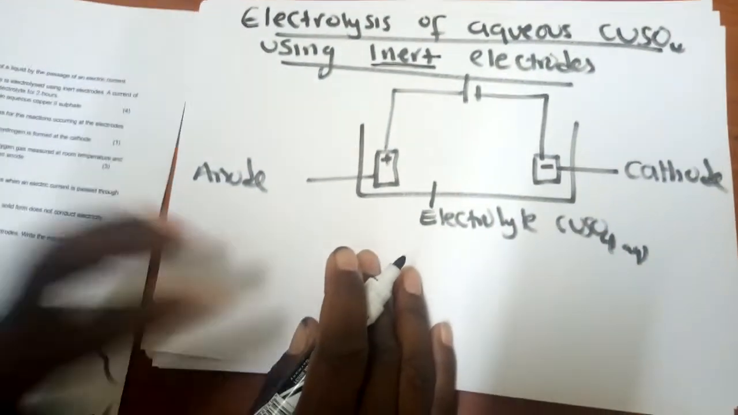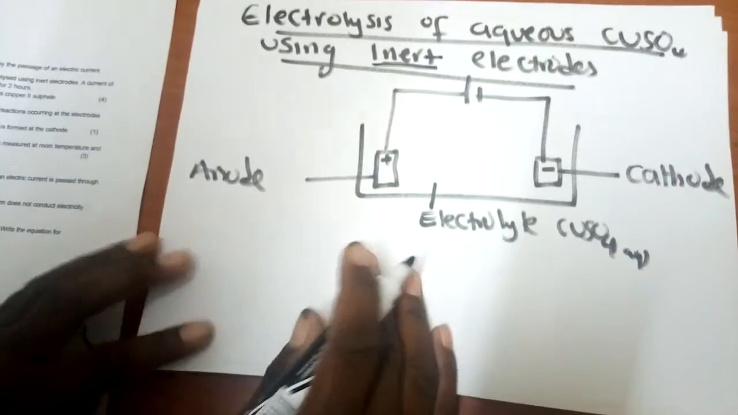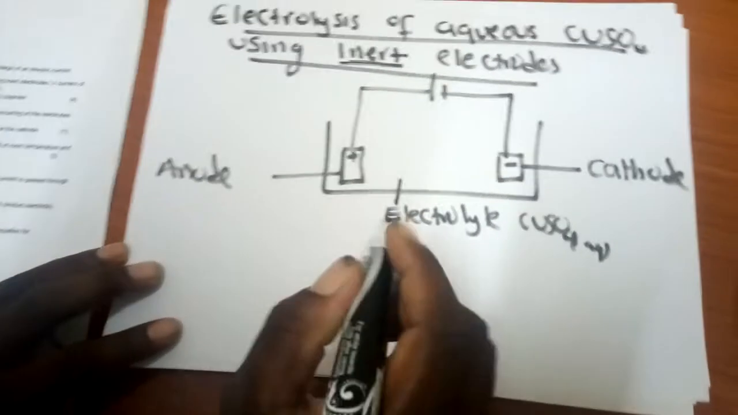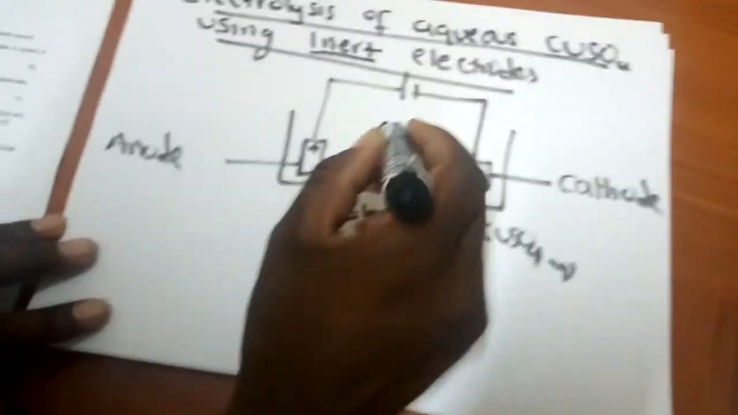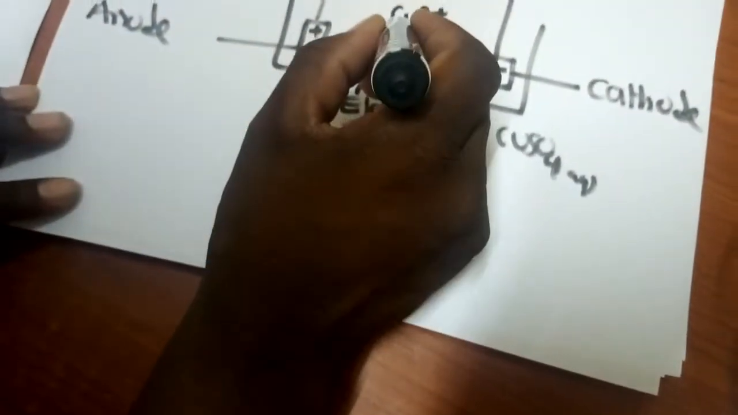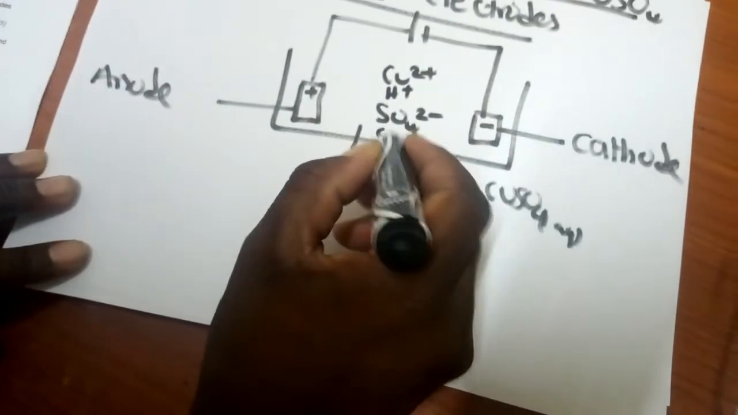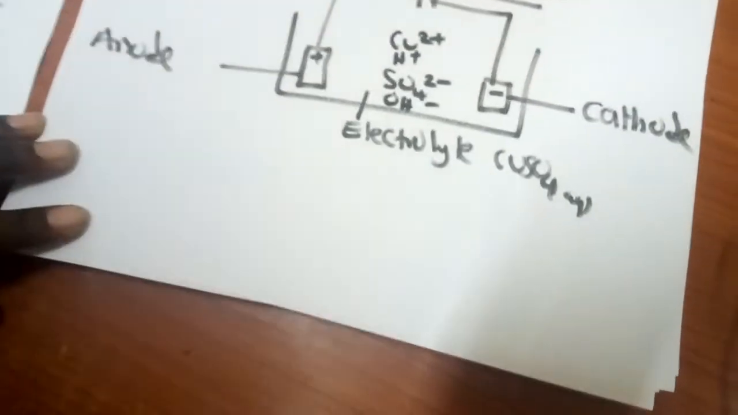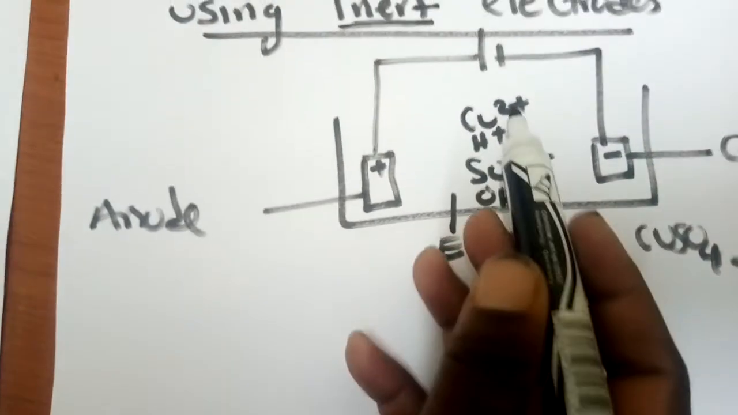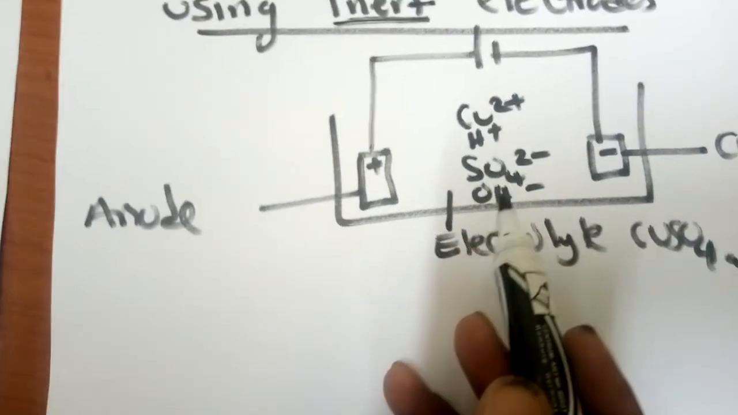And now the first question was question A1. It was saying name the ions present. In the aqueous copper 2 sulphate, we have copper ion and a sulphate ion. Now, because there is also water, it means there will be hydrogen ion and hydroxide ion. So there is copper 2 ion, hydrogen ion, sulphate ion, and hydroxide ion.